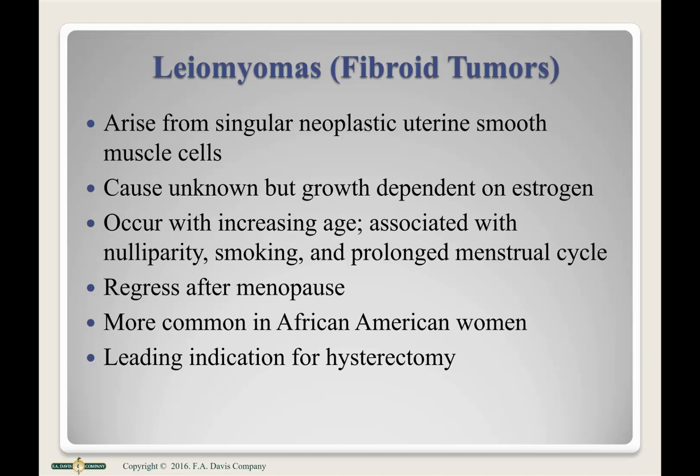Okay. Leiomyomas, or uterine fibroids, or fibroid tumors. Most of these are benign, but they do cause some problems. Why some women have it and some don't is still indeterminate, and it may be fluctuations or estrogen dependent. We see it a lot with increasing age. We see it a lot with women who've never been pregnant before. Of course, smoking is a risk factor. People with prolonged menstrual cycles.